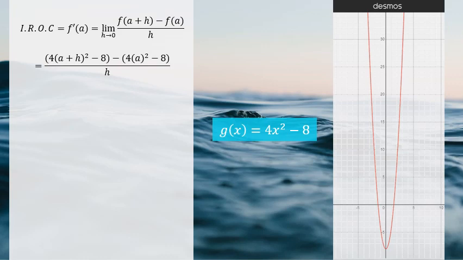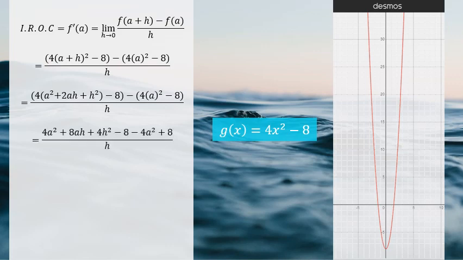Alright, so next we'll square out that a plus h to get a squared plus 2ah plus h squared, and then we'll distribute the 4 across that trinomial. I'm also going to distribute the negative sign in the middle onto the right side. So now I'm going to have 4a squared plus 8ah plus 4h squared minus 8. And then because I distributed the negative sign, I've got a negative 4a squared and a positive 8.